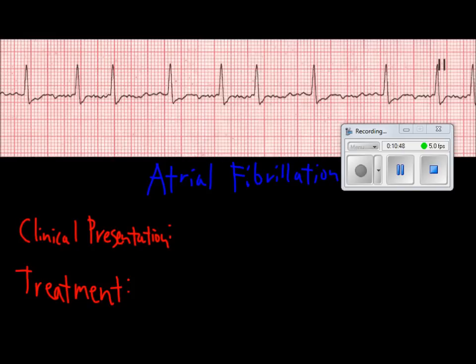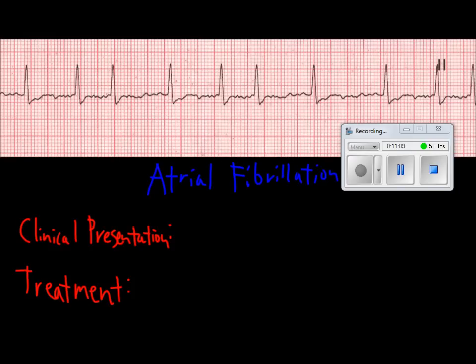In this rhythm, as you can see with the ECG strip I have here, notice we do not have beautiful P waves like we did in our last rhythm, our normal sinus rhythm. Our P waves here are just kind of fibrillating on the baseline. That means they're essentially quivering in one spot. They're not really generating any effective contraction whatsoever.